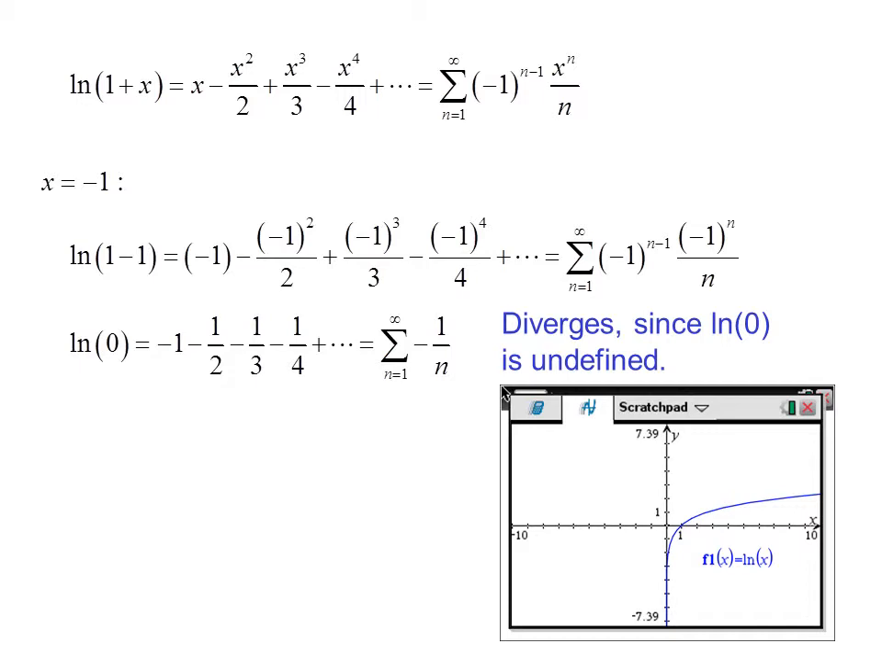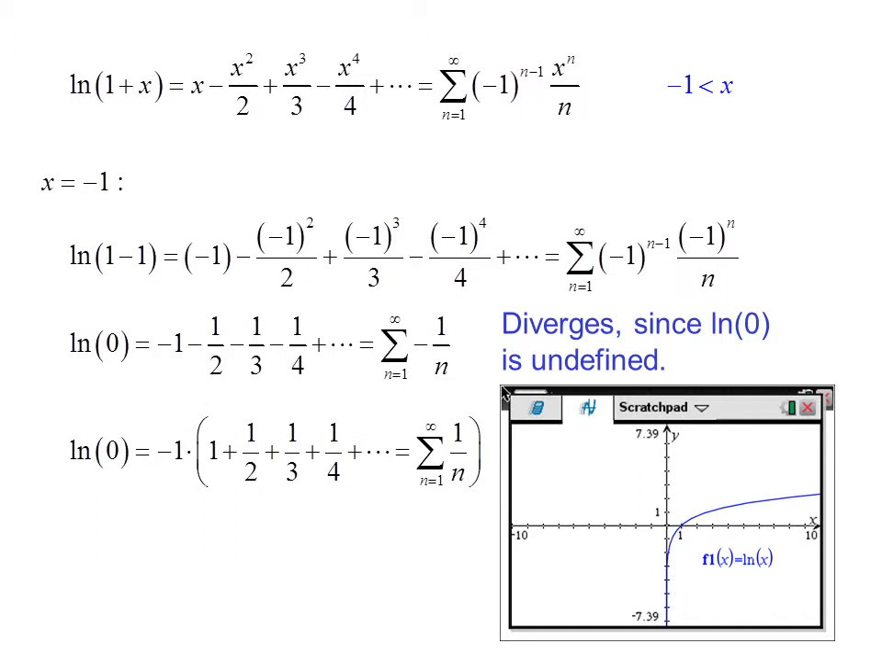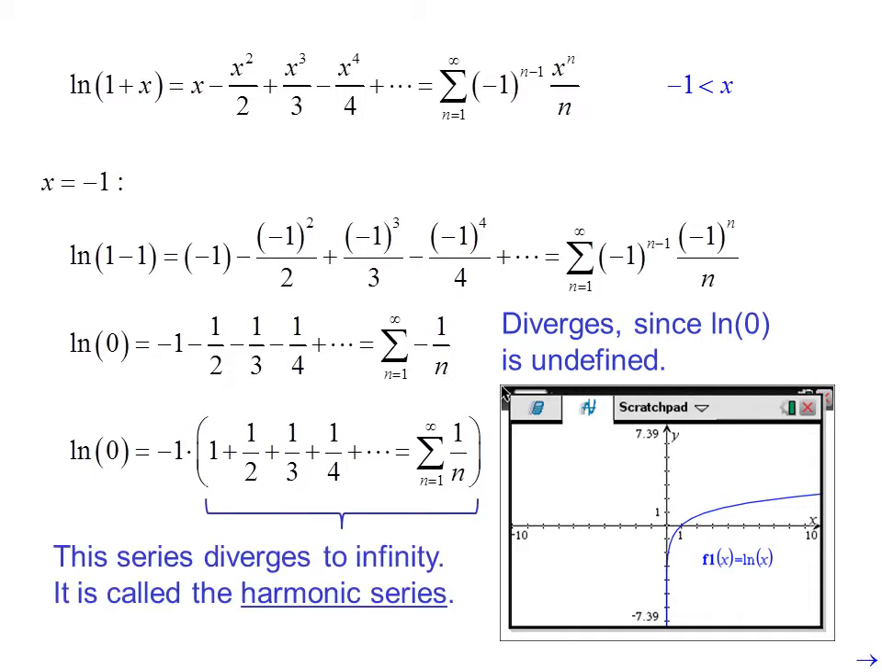As we see on the graph, if we approach from the right-hand side, the limit approaches negative infinity. So for our original series, x must be greater than negative 1. If we factor out a negative 1 from our formula, the remaining series diverges to infinity. It is called the harmonic series.